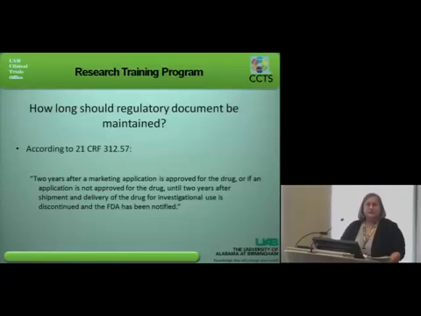If your sponsor says 15 years, but according to 21 CFR 312.57 it says 2 years, then there's a big difference. And who's going to pay for that storage? And which one do I go by? You must go by the most stringent. The rule is, if one is more stringent than the other, you must go by the most stringent. So if your sponsor is telling you that you have to keep those records for 15 years, make sure that you keep those records for 15 years.